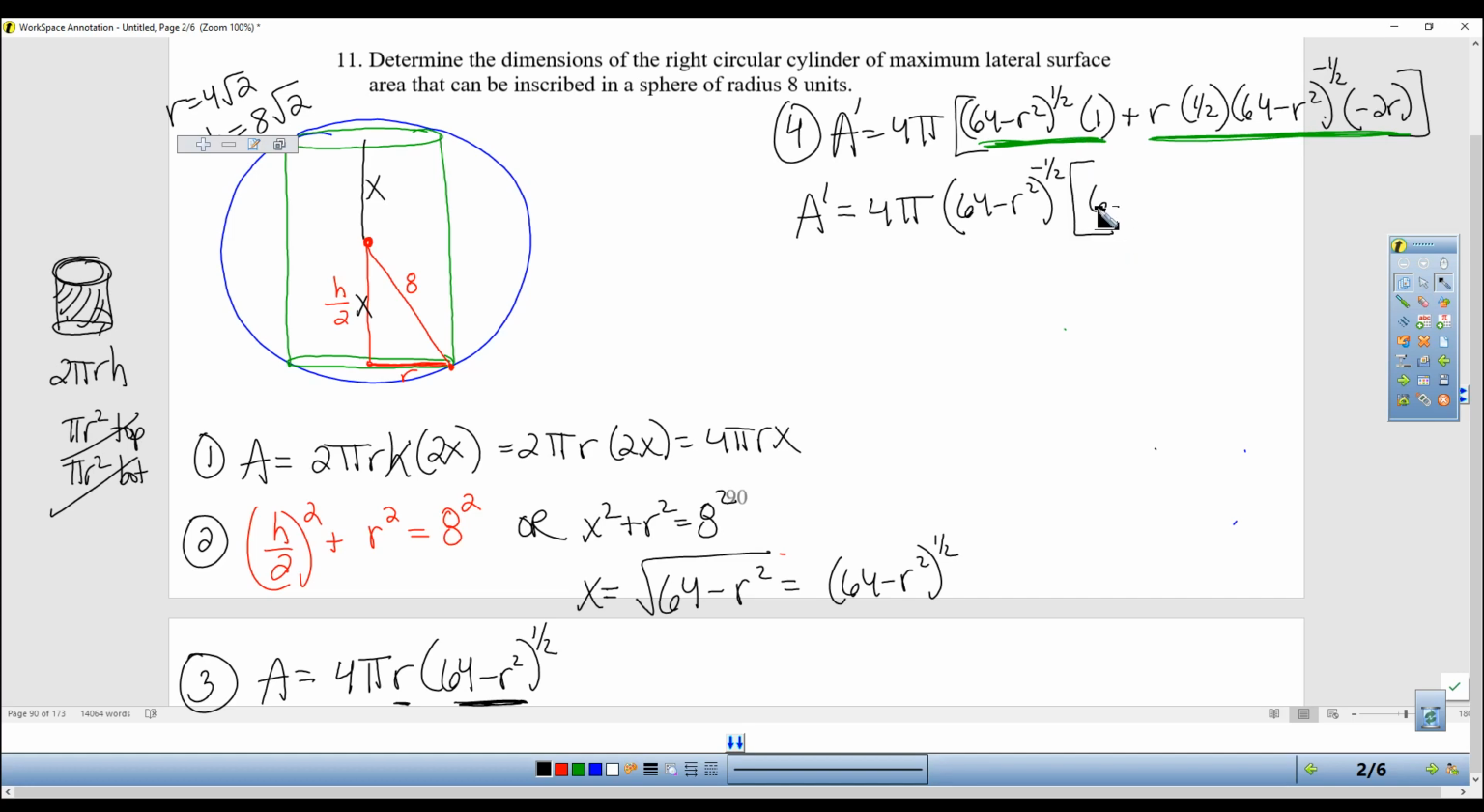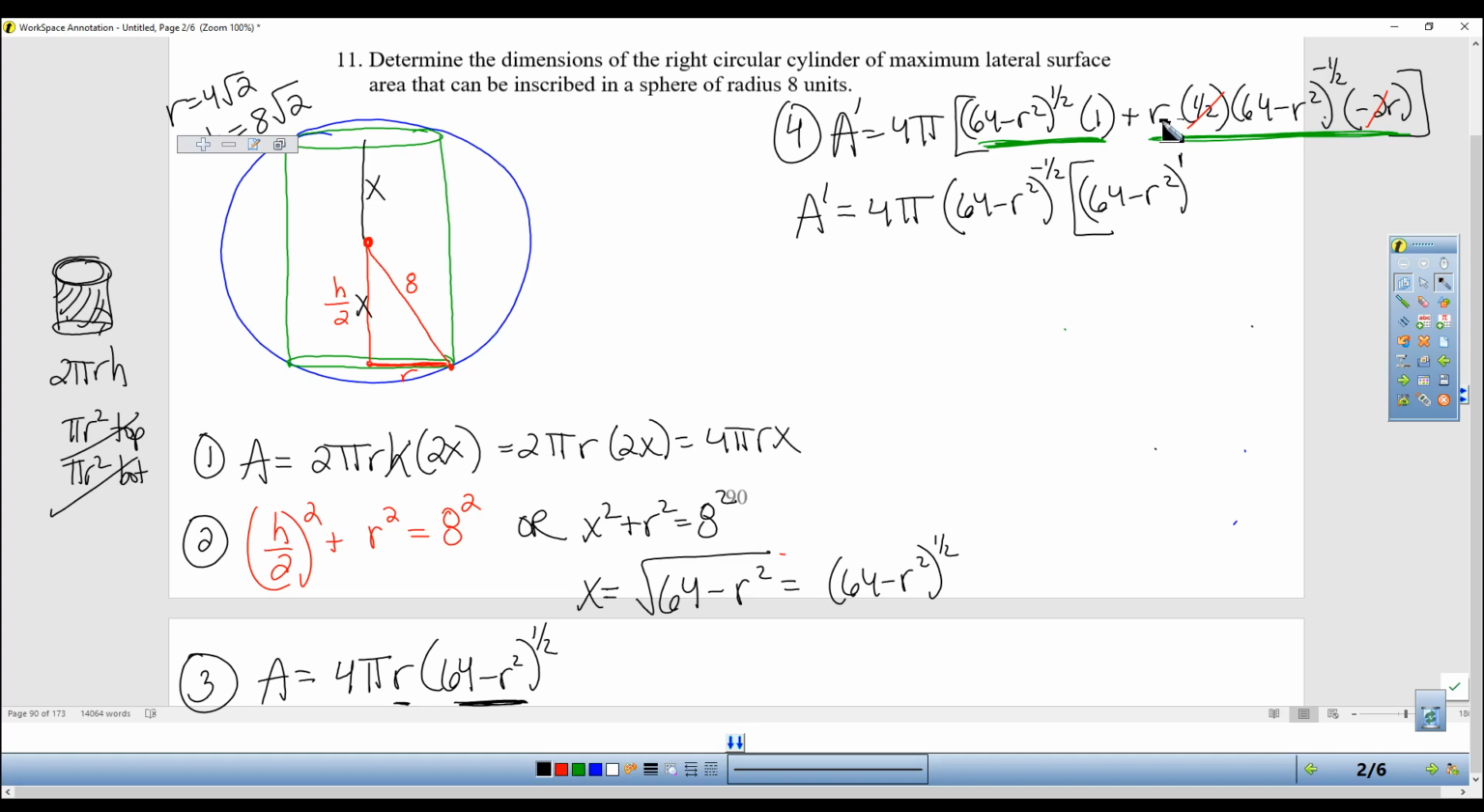In the first one, remember, it's always going to be to the first power that's left if you've done it right. So if I write it as to the first power, negative 1/2 plus 1 is 1/2. So that worked. Little quick simplification here before I continue. The 1/2 and the 2 cancel.